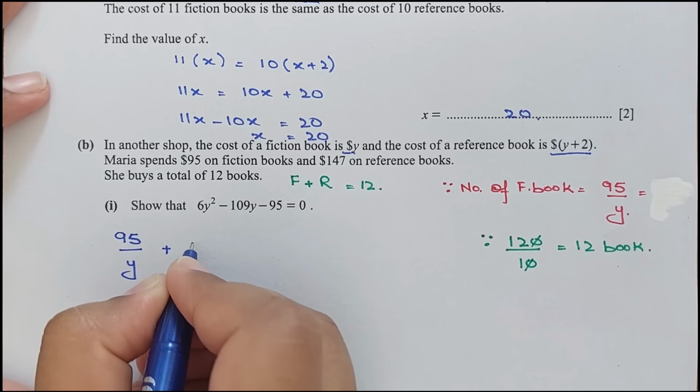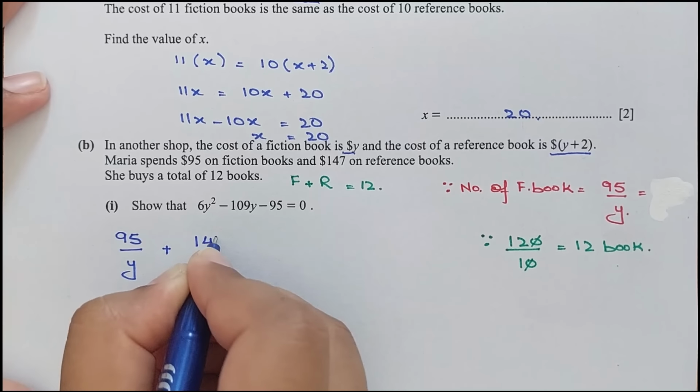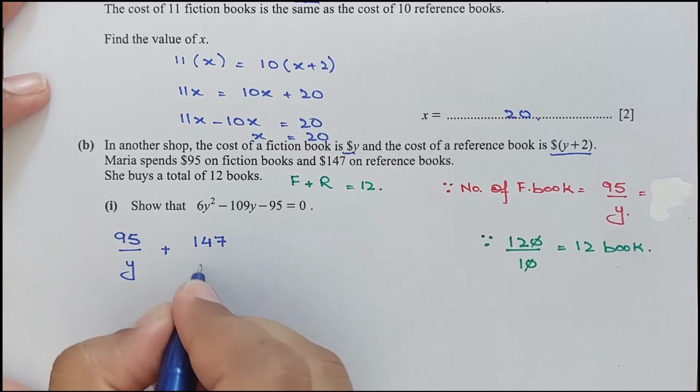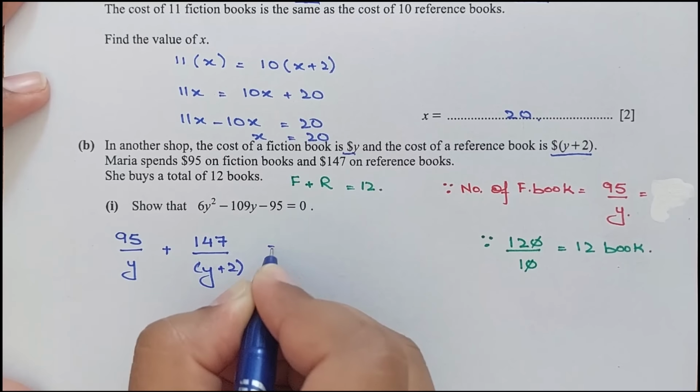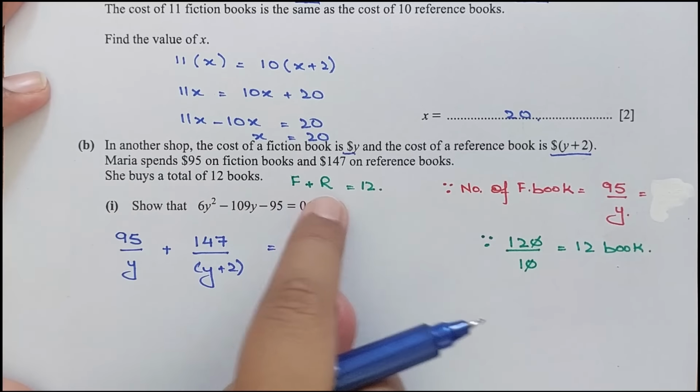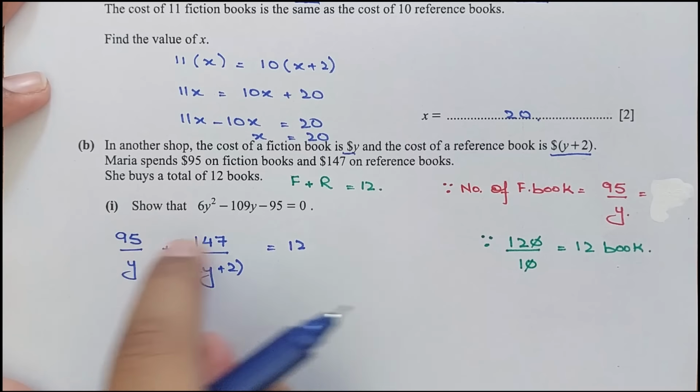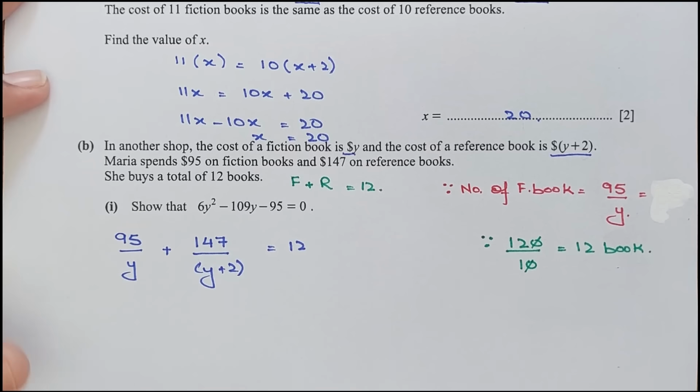Plus the reference book price: she spent $147 on reference books, and the price of each is Y plus 2, and the total is 12 because she bought 12 books in total. So the fiction books and the reference books total 12. Now this is the main concept in this question.